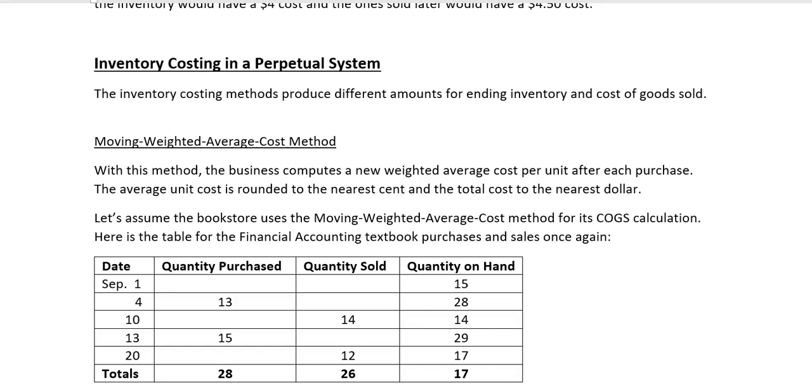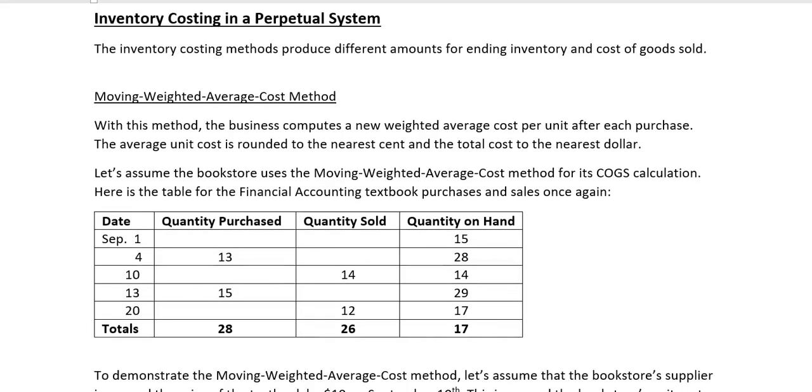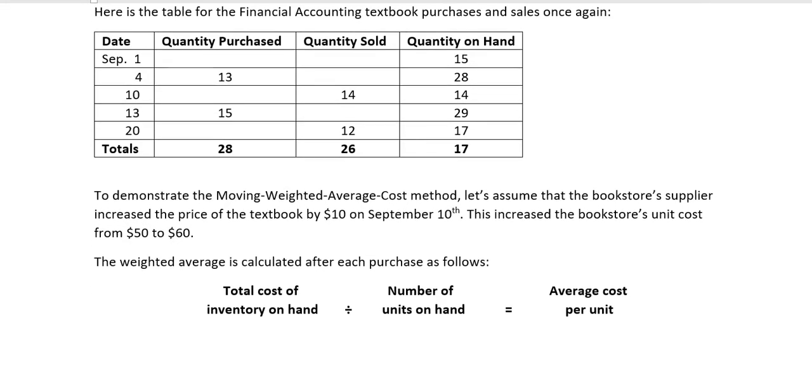Let's assume the bookstore uses the moving weighted average cost method with COGS calculation. Here's the table for the financial accounting textbook purchases and sales once again. This time it's all nice and filled out. To demonstrate the moving weighted average cost method, let's assume the bookstore supplier increased the price of the textbook by $10 on September 10th. This increased the bookstore unit cost from $50 to $60.